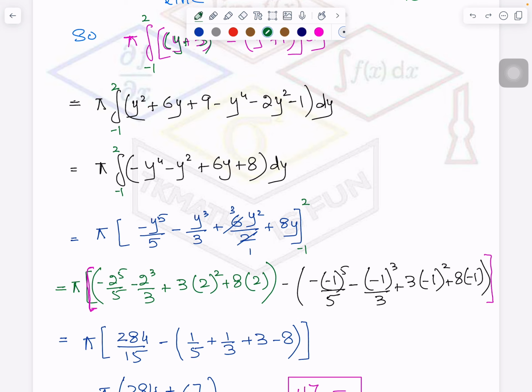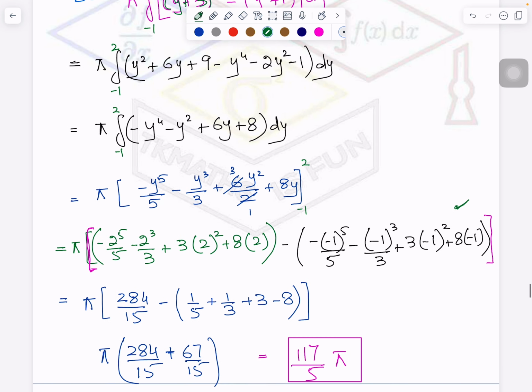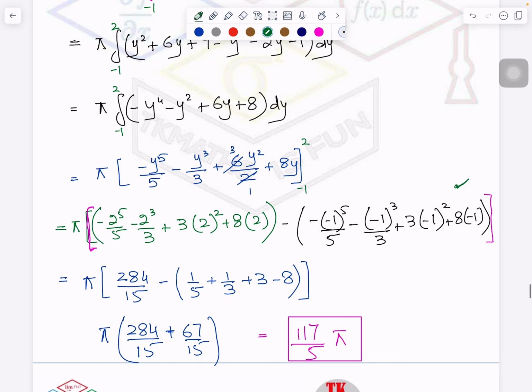You have to be careful. In exam also, you have to show till here, and then you can use calculator. I have done little more. The reason is, in one go if we substitute all these values in the calculator, mistake can happen. So it's better, for the safe side, try to do it in small pieces and then write it here. So my final answer of the volume is 117 divided by 5 pi.